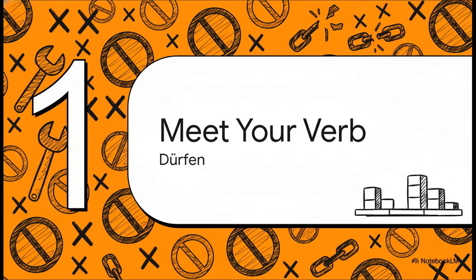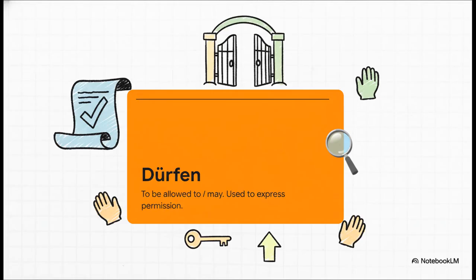So, to talk about what is and isn't allowed, German gives us a very specific, very powerful tool. And that tool is a modal verb called dürfen. This one little word is the entire foundation for what we're about to build. So, let's get to know it a little better. At its heart, dürfen is all about one thing: permission. It's the verb you use when you want to say someone is allowed to do something or that they may do it. A great way to think about it is like holding a permission slip. If you have dürfen, you have permission.